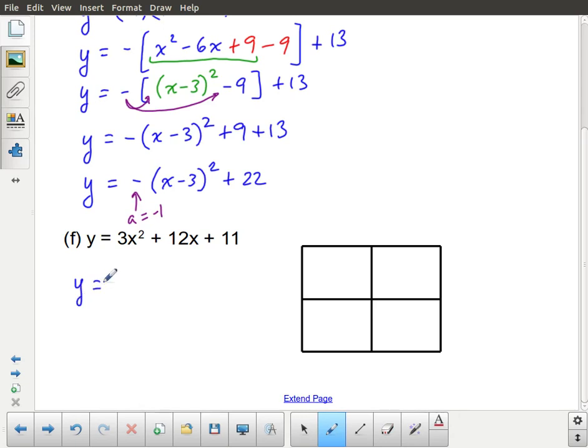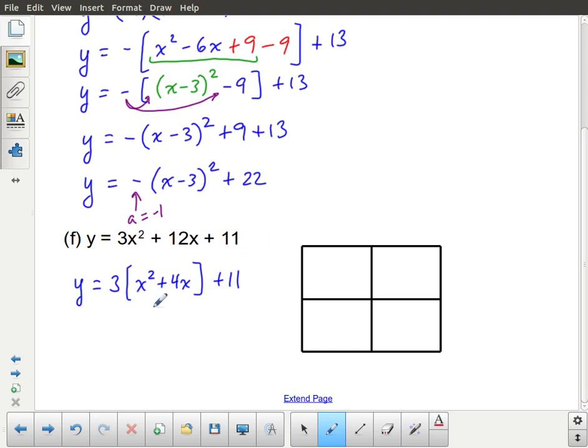So what I'm going to do is factor that 3, and this time I'm just going to go straight to the square bracket. I'm going to factor that 3 out of the x squared. Well, that just leaves me an x squared. I'm going to factor that 3 out of a positive 12x, and that's going to give me plus 4x. And then I've got my plus 11 on the outside.